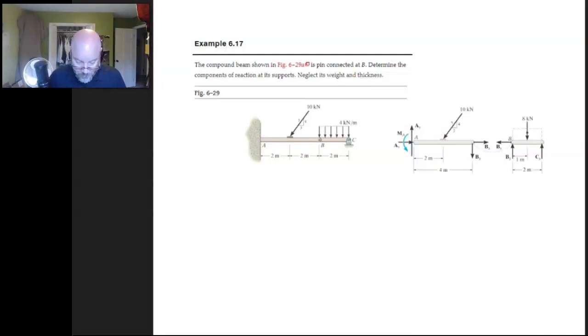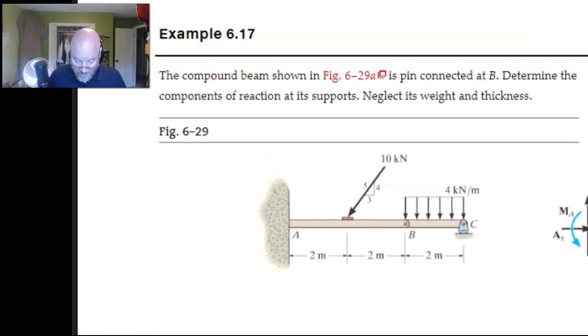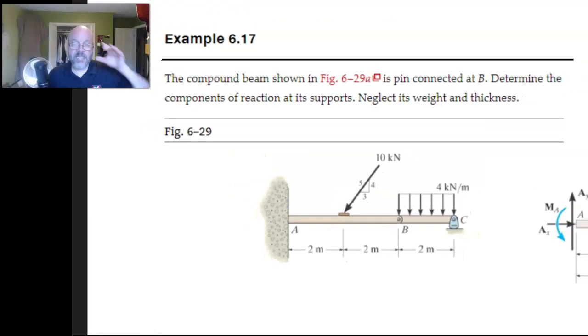Okay. So, let me zoom in on this guy here. We've got a beam. Find the components of reaction at its supports. Neglect its weight and thickness.